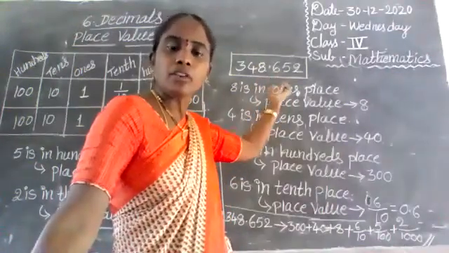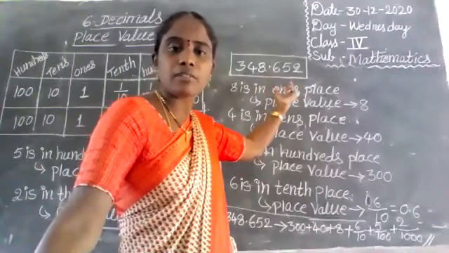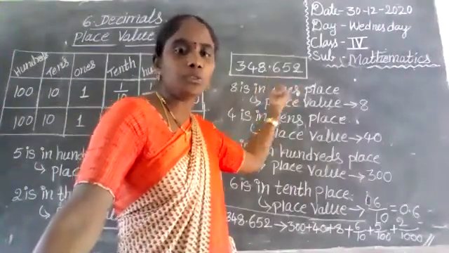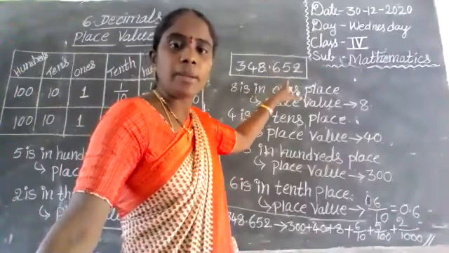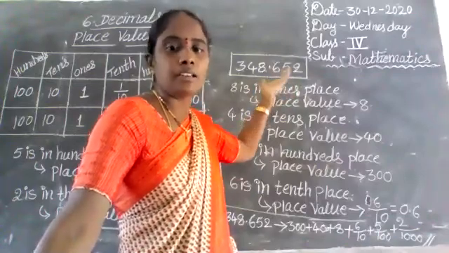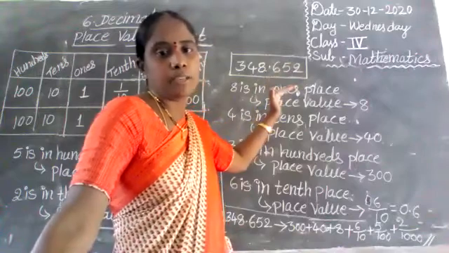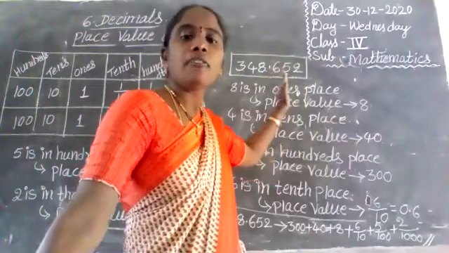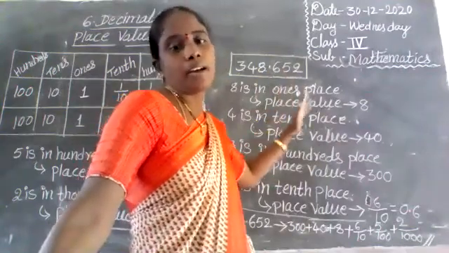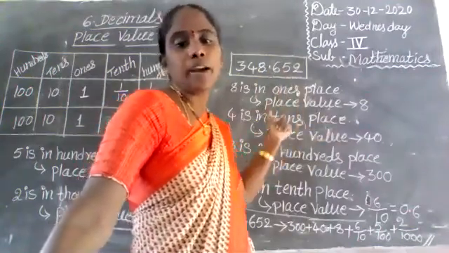What is the place value of 6? What is the place value of 5? What is the place value of 2? The 6 is in the tenths place, 5 is in the hundredths place, 2 is in the thousandths place. So the place value of 6 is 6 by 10, of 5 is 5 by 100, and of 2 is 2 by 1000.